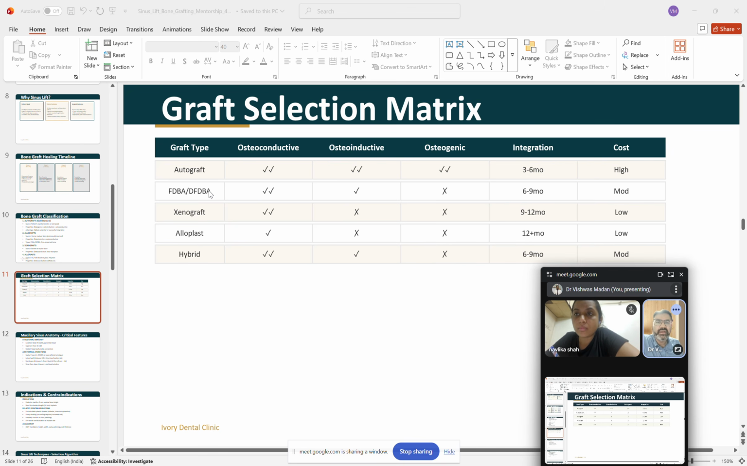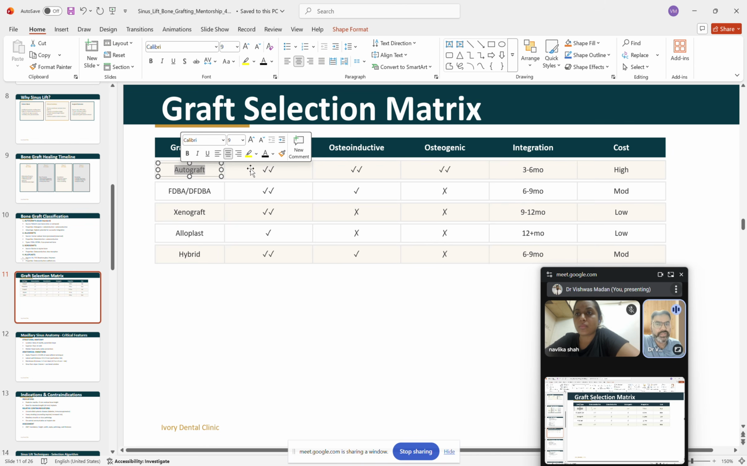It is having good properties of osteoconduction, मतलब it will behave like the bone. It will have osteoinductive, मतलब it will induce the body to send blood cells over there, and it is osteogenic, मतलब it already has cells also. Okay, that is why it is the best graft to be used.